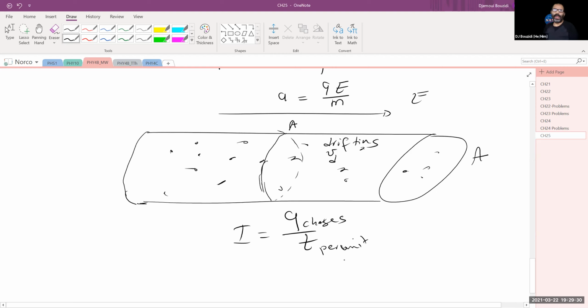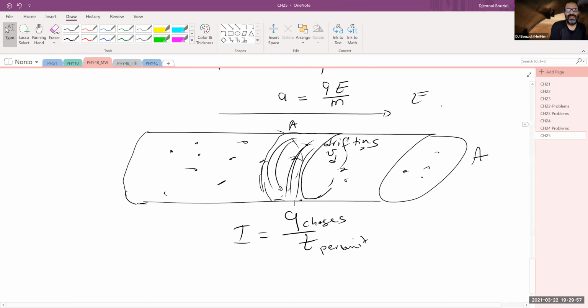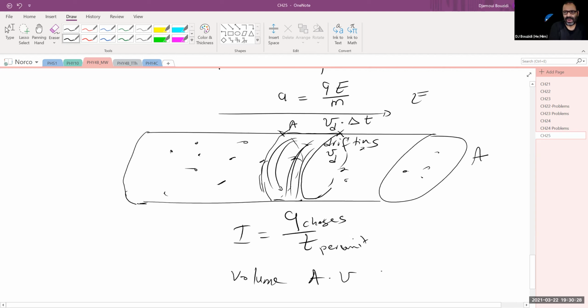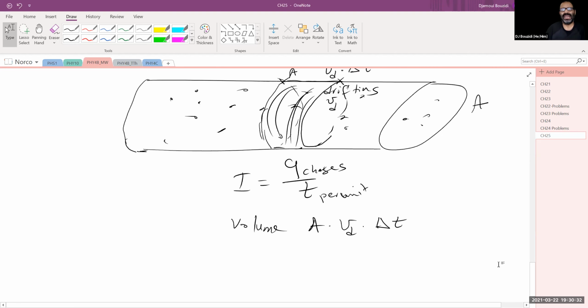So here is what I'm going to say. After 1 second, a number of charges have passed, and they are equal to the following: the volume contained in this region. I know that they are drifting with a velocity Vd, so the depth here is Vd. If you don't like the fact that I'm using 1 second, you can use any amount of time delta T. After delta T, the ones that were here will reach this point, at a distance Vd times delta T. The volume is area times height, so the volume is just the area A times the drift velocity times delta T. This is the volume of the particles contained in that region.